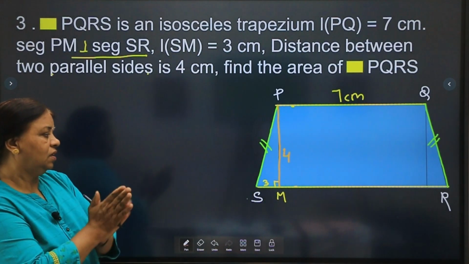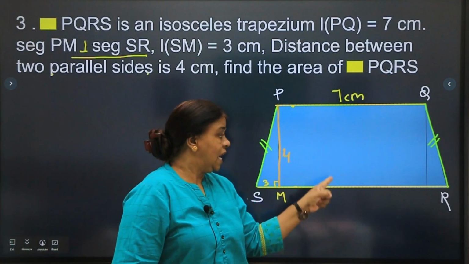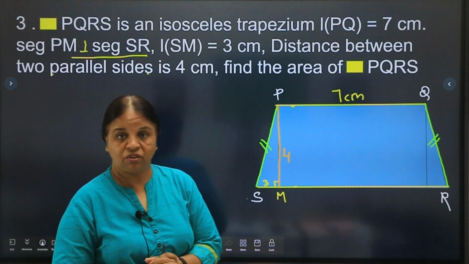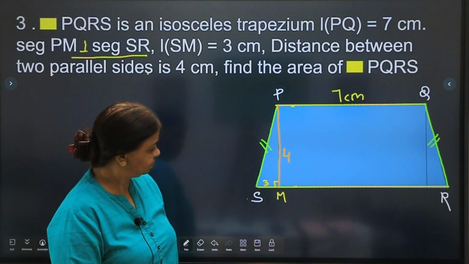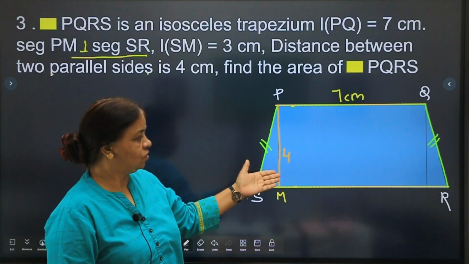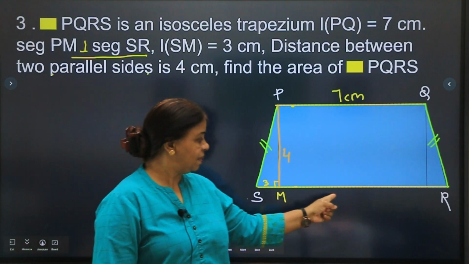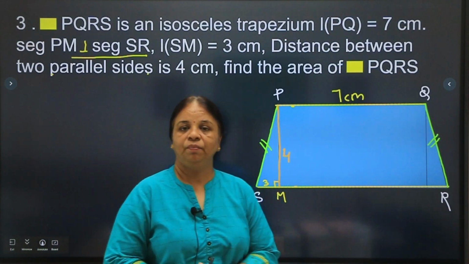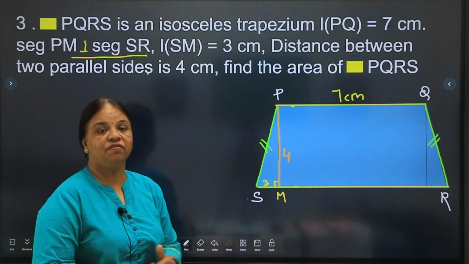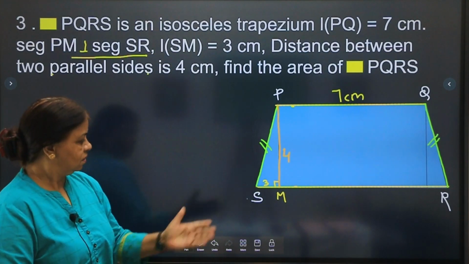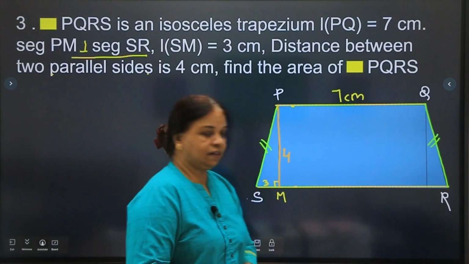Now here, of the lengths of the two parallel sides, only one parallel side is given. Height is also given, but another parallel side is not given. But with the parameters which are given, we can find out SR. Clear?